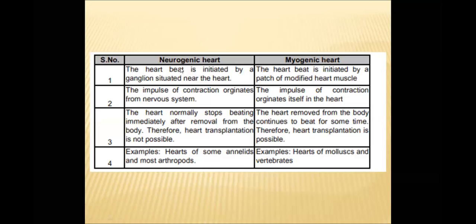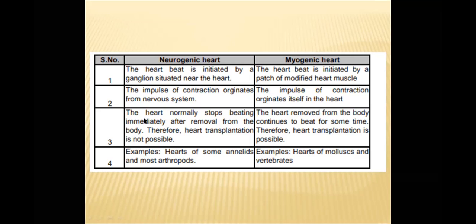Now coming to the differences between the neurogenic heart and the myogenic heart. In a neurogenic heart, the heartbeat is initiated by a ganglion situated near the heart. And in a myogenic heart, the heartbeat is initiated by a patch of modified heart muscle called the SA node. In a neurogenic heart, the impulse of contraction originates from the nervous system. Here, the impulse of contraction originates in the heart itself, from the SA node muscle fibers.